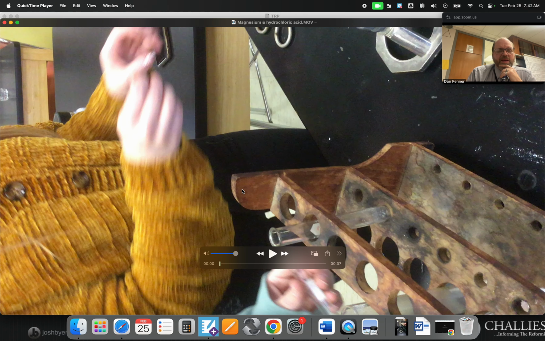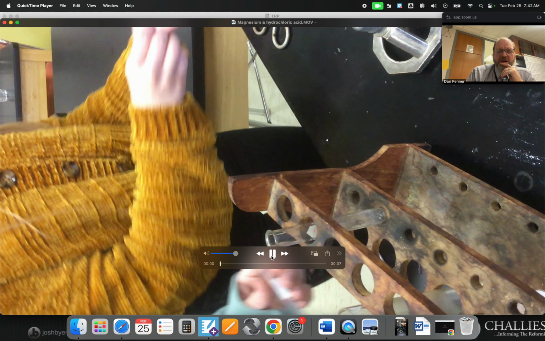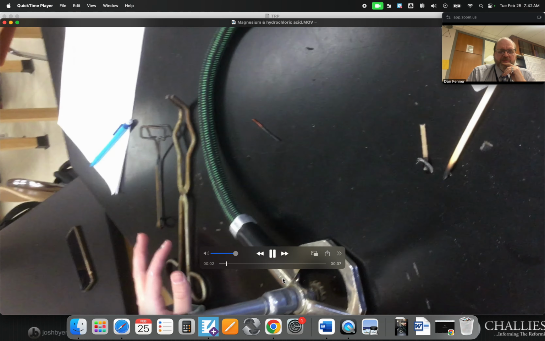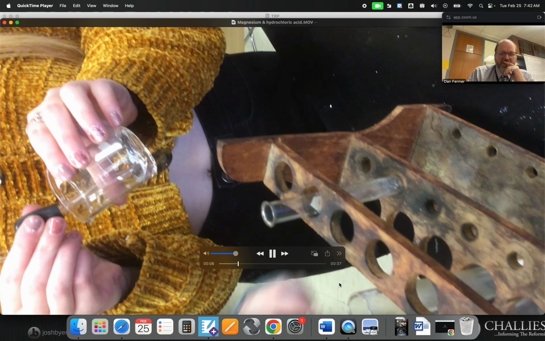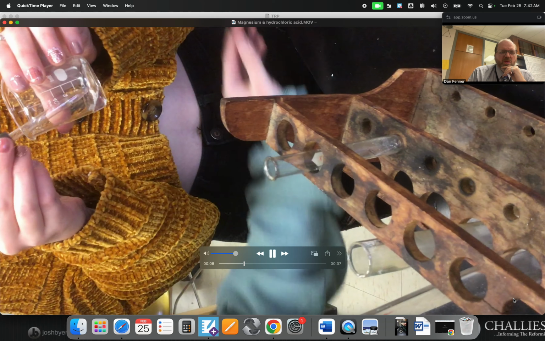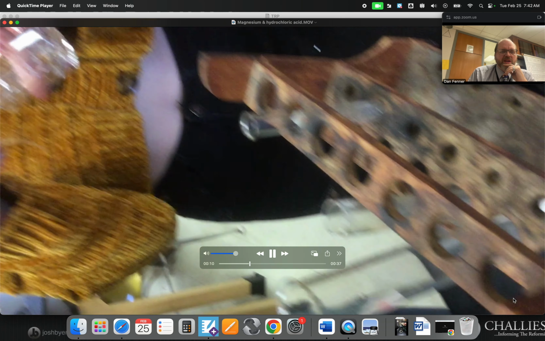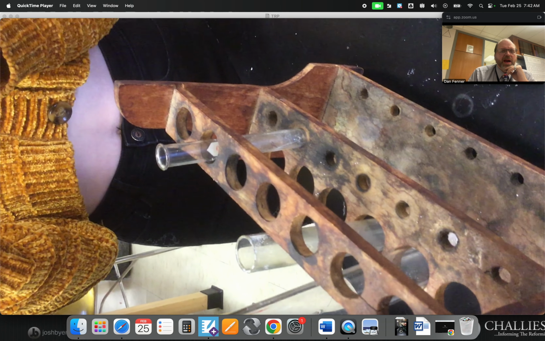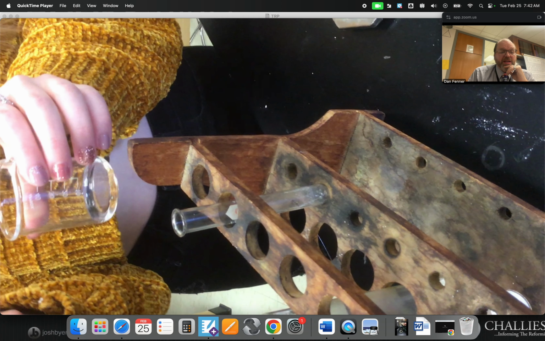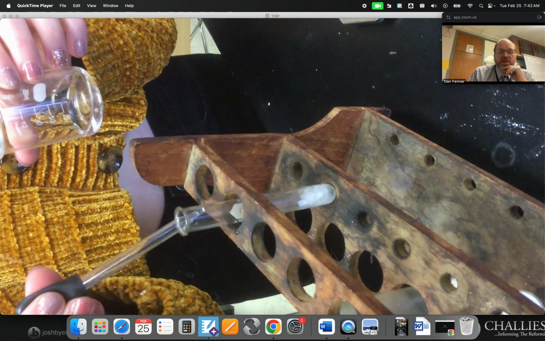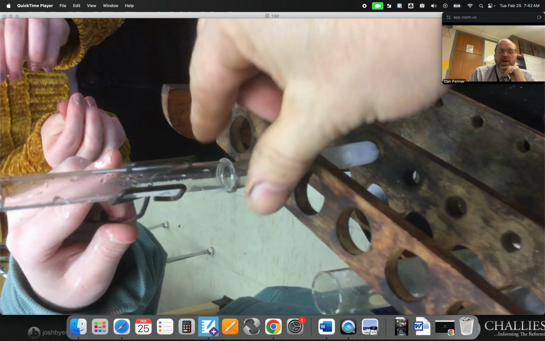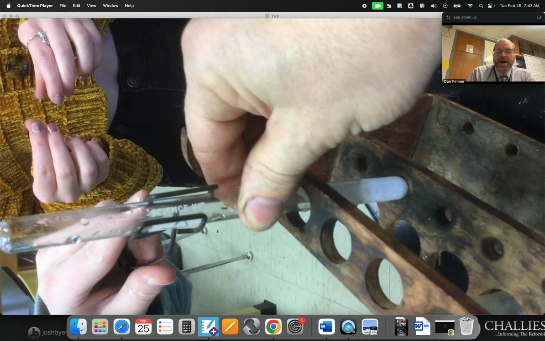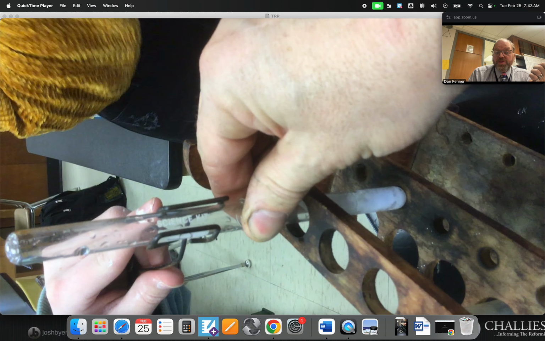All right, third one. That one's on sideways too, sorry about that. We're going to add a syringe of hydrochloric acid. Hydrochloric acid is a reactive acid. In a single replacement, we're going to form hydrogen gas. We're going to seal it up. Hydrogen is a gas lighter than air, so we can't turn that over.